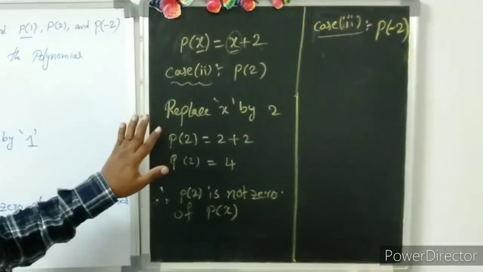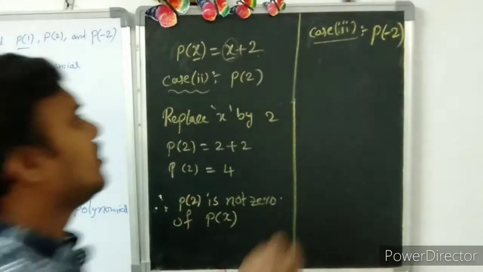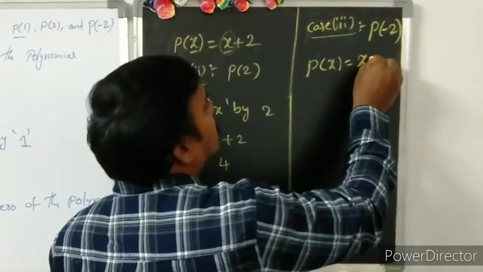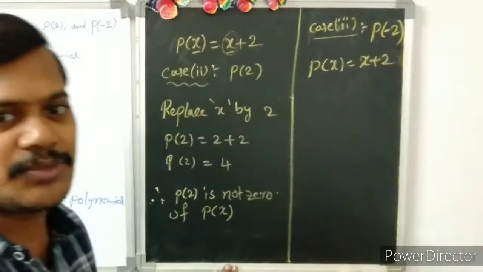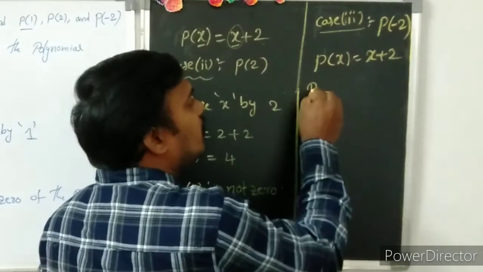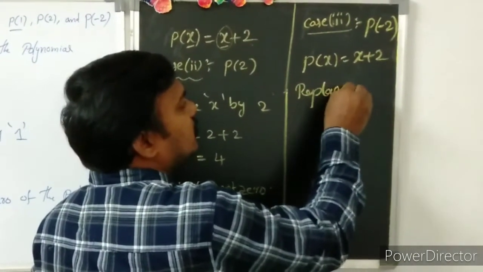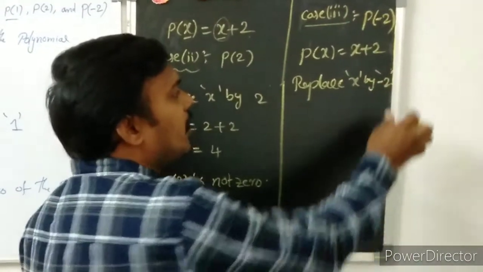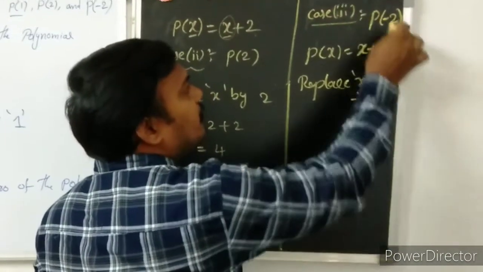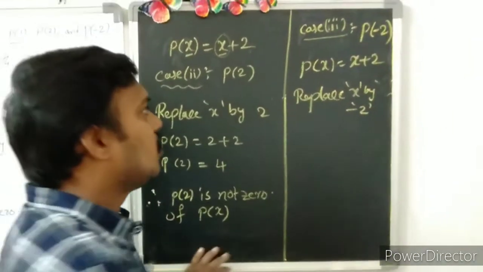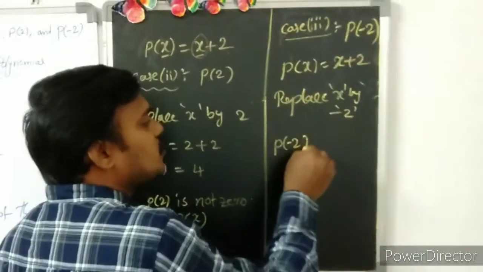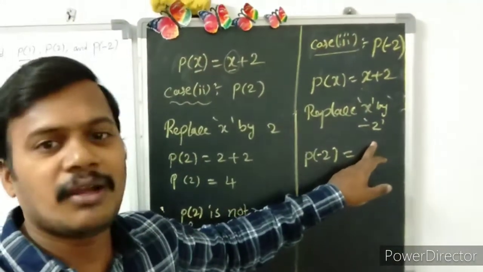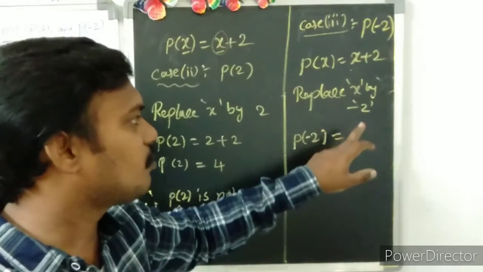Now p of minus 2. That is case 3. Let's see, p of x equal, what is given to us? x plus 2. Now we are going to replace x by minus 2, because that is given to us. Now p of minus 2 equal, where x is there, we have to substitute minus 2. We replace x by minus 2.